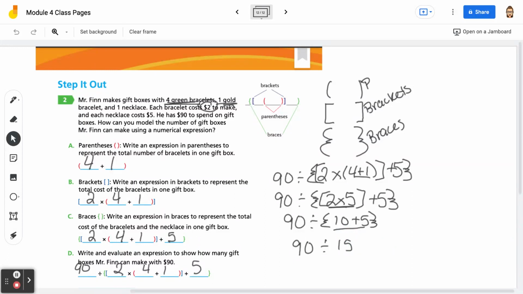So now we have to figure out how many times 15 goes into 90. And that would be 6 times. If I didn't know, I could go off to the side here. But we get 6. 6 times 5 is 30. 6 times 10 is 60, plus 30 is 90. Good, 6. So we have 6 gift boxes.